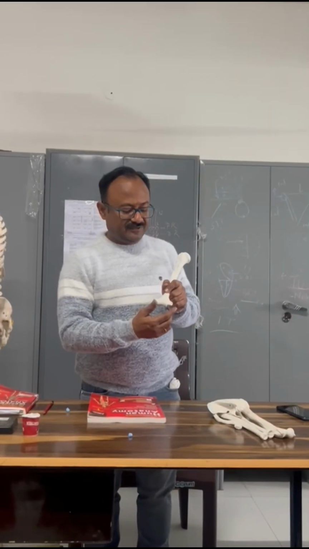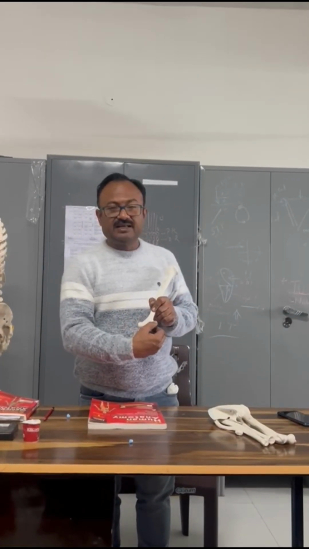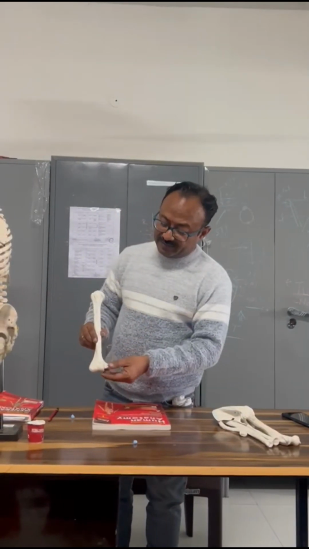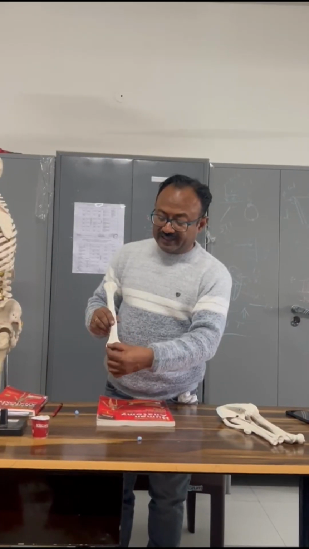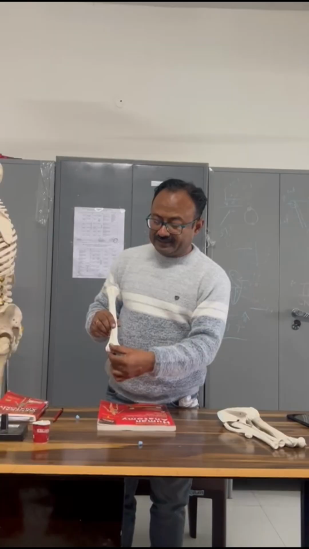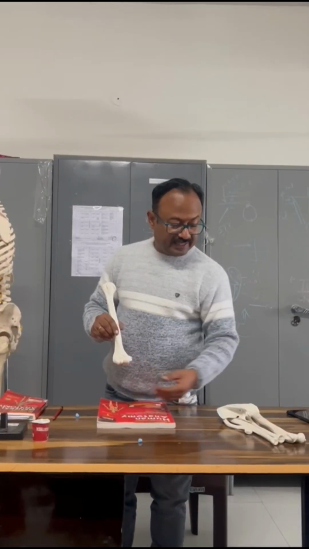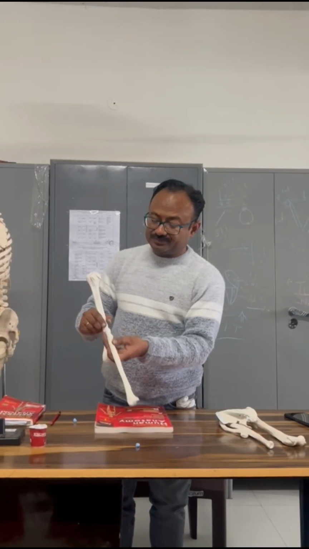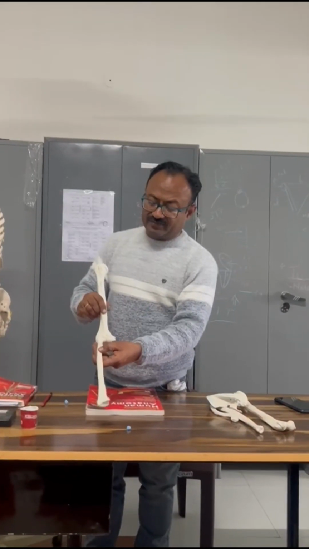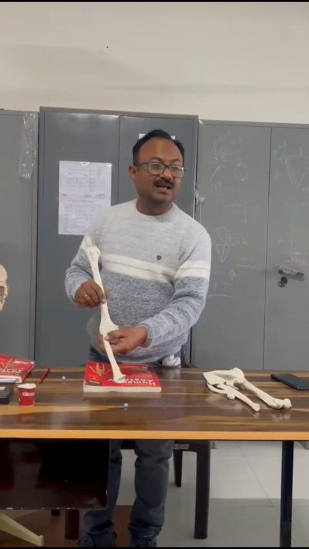The lower end is expanded and it forms the two epicondyles, so medial and lateral epicondyle. You will find that the medial epicondyle is more prominent than the lateral one. At the lower end you will find a rounded part that is called the capitulum. It articulates with the head of the radius. This is the radius bone, and this is the head of the radius bone.